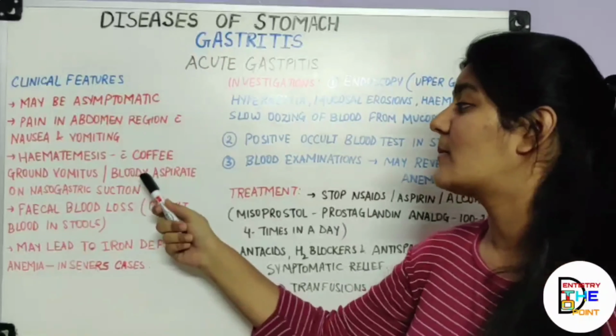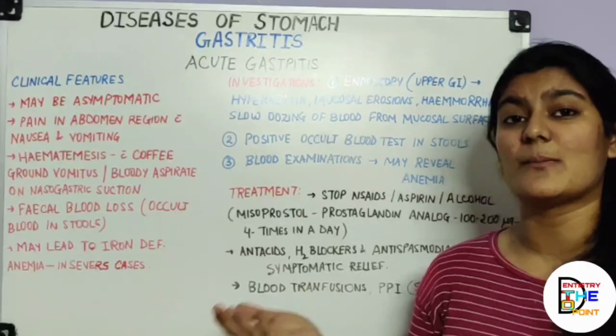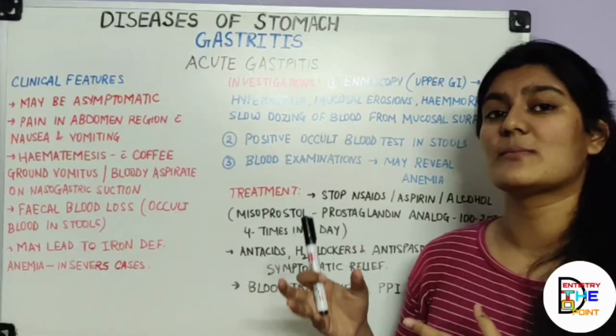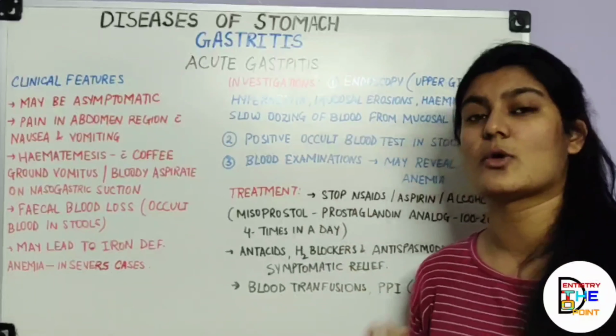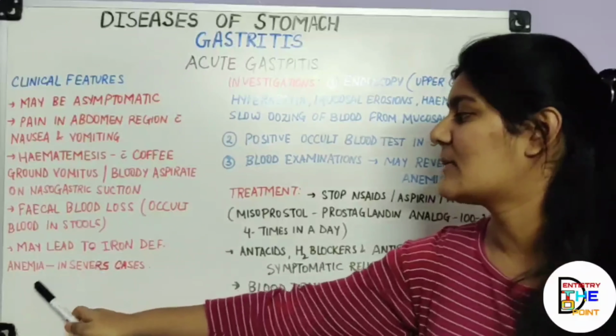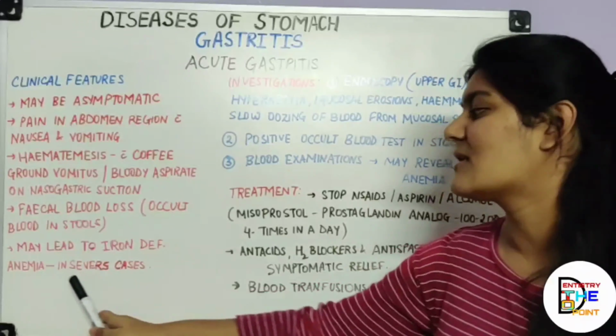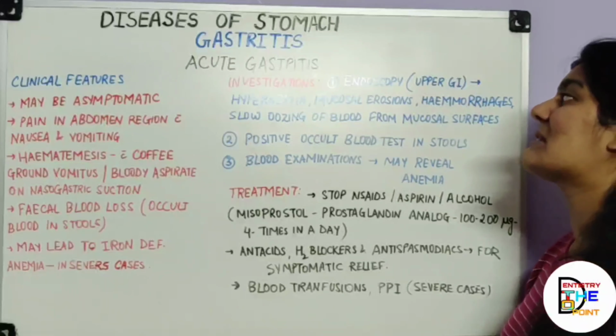Occult blood means blood which is not seen by the naked eye. In many diseases there is blood seen in the stools. When a doctor sees blood in the stool, he cannot say just by seeing it where the blood is from, whether it is a case of acute gastritis, chronic gastritis, or duodenal ulcer, anything. So that is a kind of occult blood loss, that yes, a little blood loss is also seen in the feces. Okay. Next, it may lead to iron deficiency anemia in severe cases. If there is a lot of blood loss, then obviously in severe cases there is going to be anemia. Moving on to investigation. So first is endoscopy.